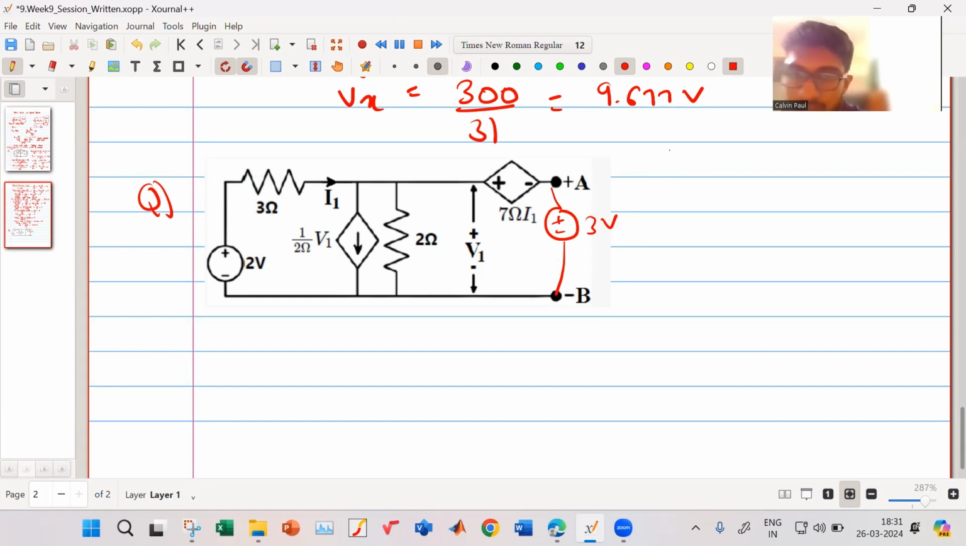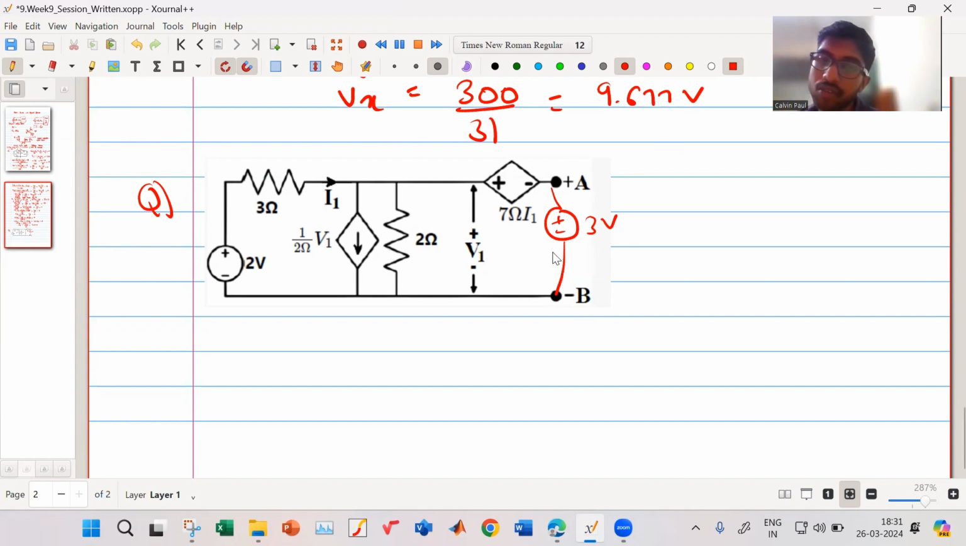First, consider the 12-volt source by replacing the 2-volt source by short circuit. Okay. And the dependent sources are as usual. Yes, in step 2, consider the 3-volt source by replacing the 12-volt source by short circuit. What do you mean 12-volt source? There's no 12-volt here. There's 2-volt. 2 volt, sir. Yes, sir, 2 volt. Okay.